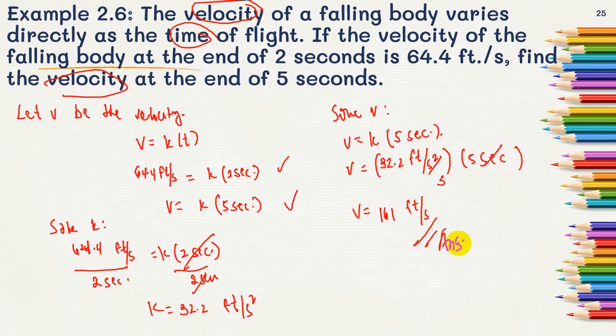So that's it. Okay, so those are the different examples that we might encounter under direct variation. If the problem is direct variation, just simply look at the variation statement, varies directly as or directly proportional to, for you to be able to use the proper equation.